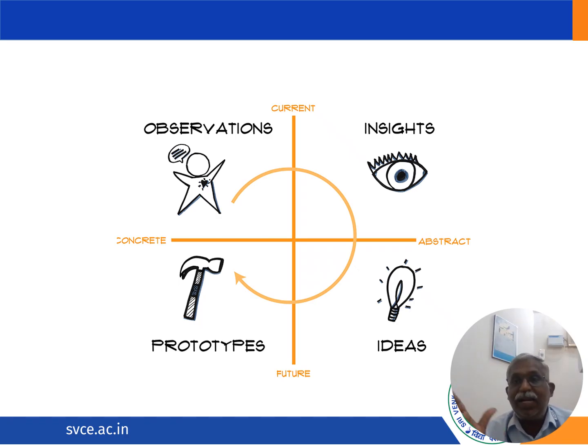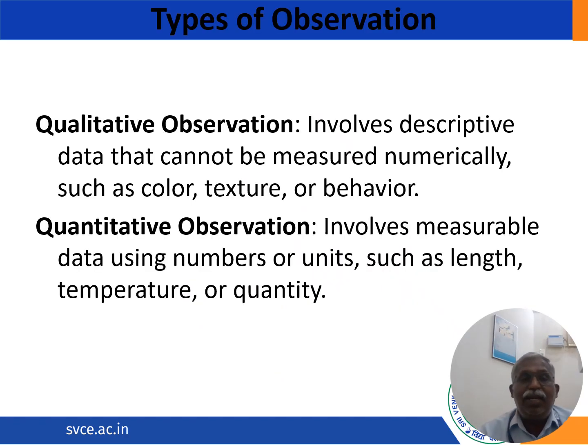Researchers classify two types of observation. One is quantitative observation, another one is qualitative observation. The types of observation: qualitative observation and quantitative observation. Qualitative observation involves descriptive data that cannot be measured numerically, such as color, texture, behavior.